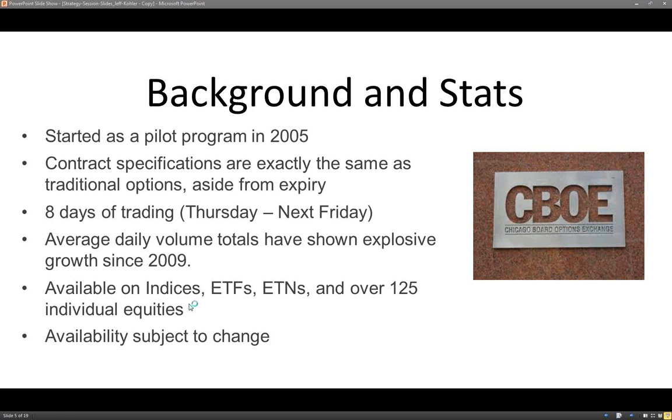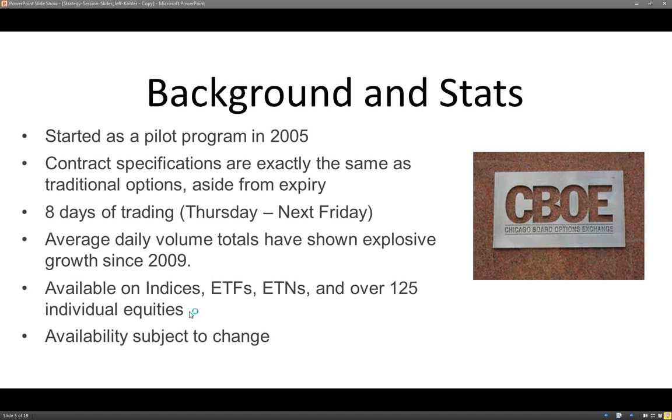And then in 2010, they started approaching it on a couple of stocks, and then the growth really started to take off from there. They're available on indices, ETFs, ETNs, and over 125 individual equities. And as you guys know, the availability is subject to change, so not all stocks have weekly options. There's only a select group.